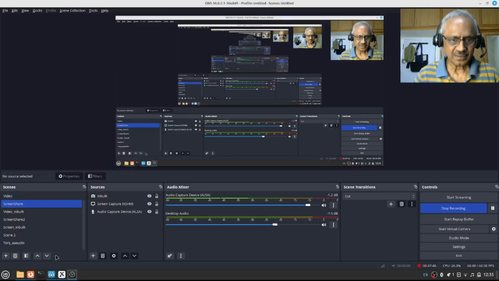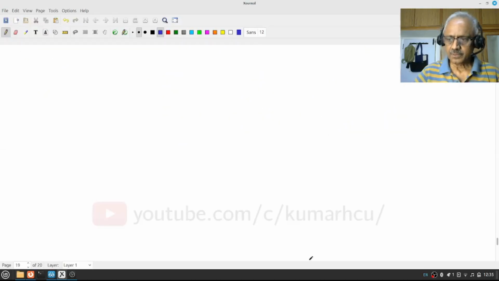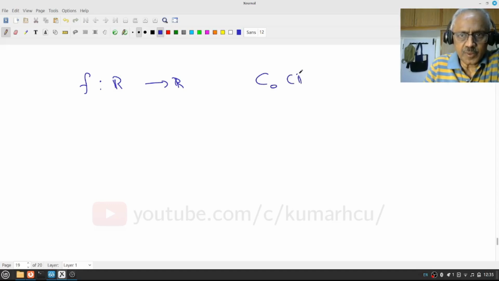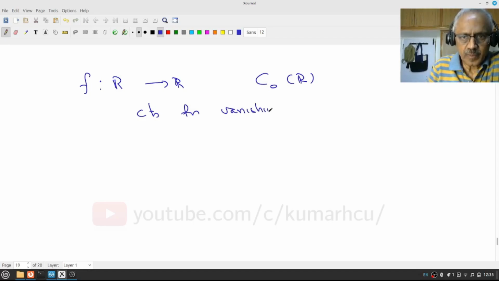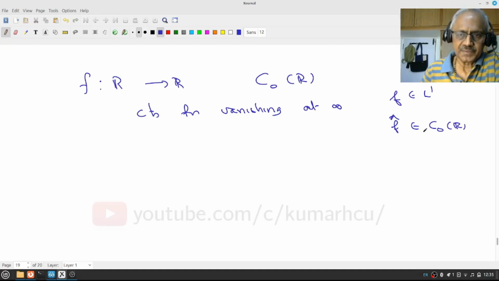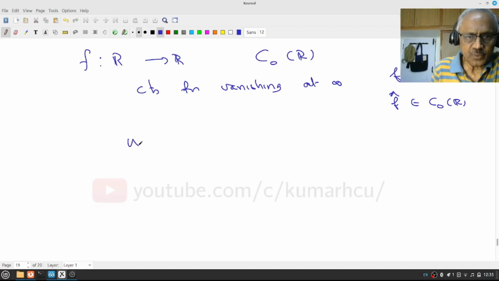Let's do it. Do you remember we defined a function f from R to R that is in C0(R), that is, a continuous function vanishing at infinity. For example, if f is in L1, the Fourier transform is a continuous function vanishing at infinity. We proved it, right? So what I want to prove is that such functions are uniformly continuous.